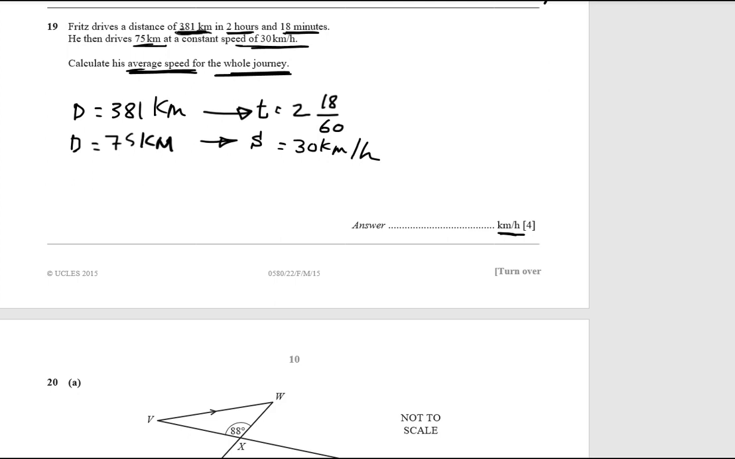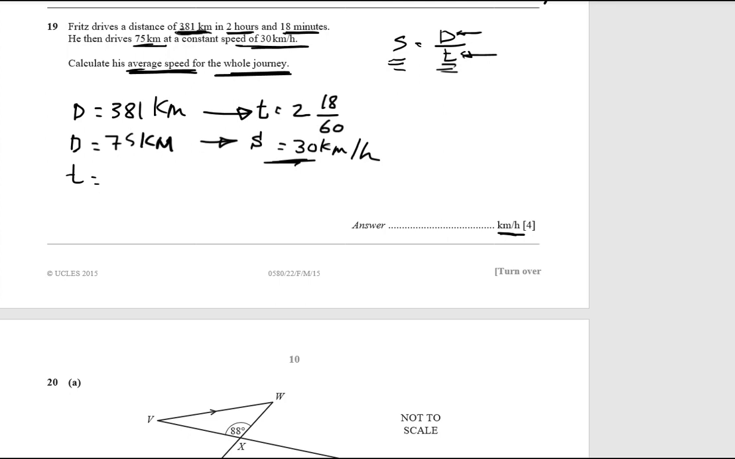He needs what? He needs the average speed. So as you know, speed is equal to distance over time. To find the average speed, I need the total distance and the total time. All the distance divided by all the time will give us the average speed. I need to find the time here. So from this equation, time is equal to distance divided by speed.